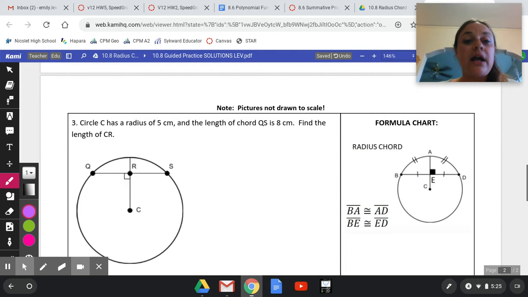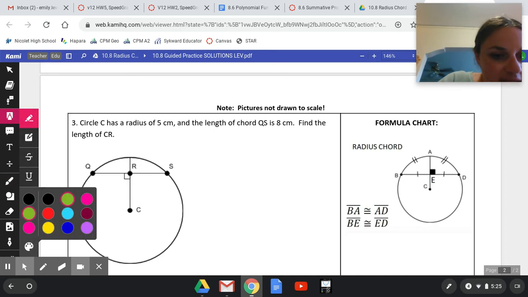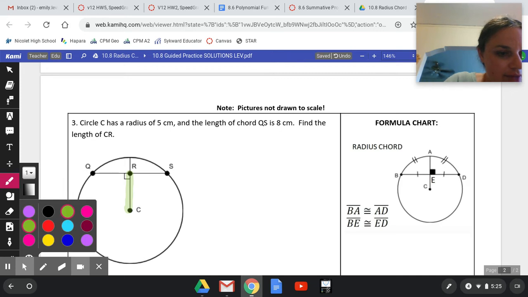Okay, so now here, note, pictures are not drawn to scale. So get ready for this. Circle C has a radius of 5 centimeters and the length of chord QS is 8. Find the length of CR. So what I am looking for is this length right here. That's what I am trying to find. So let's see how we can find that.